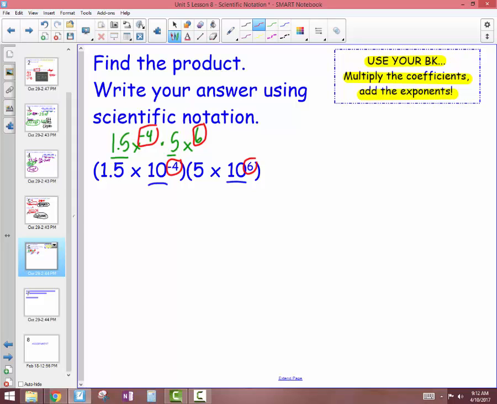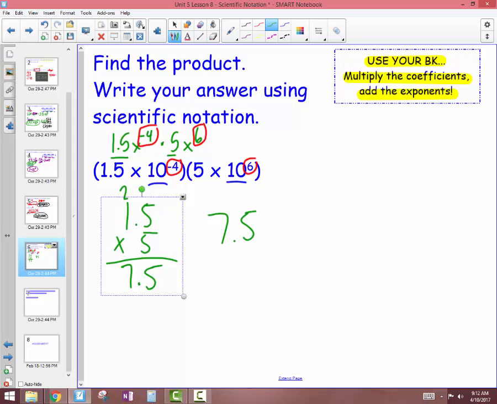So the first thing I have to do is multiply the coefficients. I have 1.5 times 5. 5 times 5 gives me 25. I carry the 2, and then I have 7, and of course I have one decimal place, so it's 7.5. When I multiply the coefficients, I get 7.5, which is good because it's in scientific notation right now. I have a number that's in between 1 and 10. 7.5 times 10. Remember, we're going to keep the base the same, and then all I have to do is add these exponents.